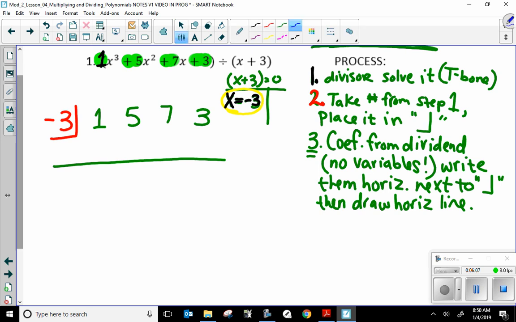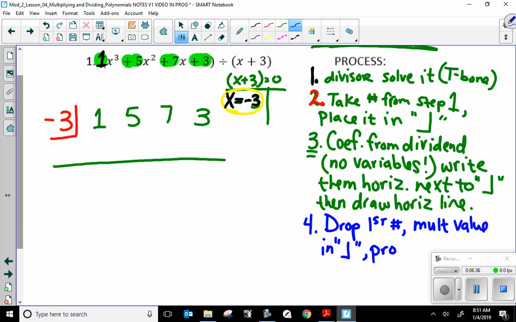All right? So step 4 here is I drop it like it's hot. I drop the first number. I multiply by my value in the L, and that product is brought up. Then I just repeat the process until I'm done.